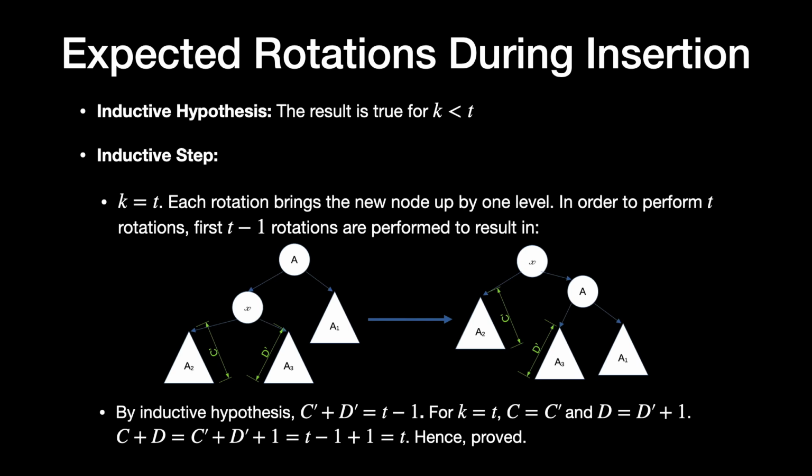Now, C plus D is equal to C prime plus D prime plus 1. By inductive hypothesis, we have stated that C prime plus D prime is equal to t minus 1. So C plus D is equal to t minus 1 plus 1, which is equal to t. And that is equal to the number of rotations required to bring X to its current position. So the inductive step has proved the statement.